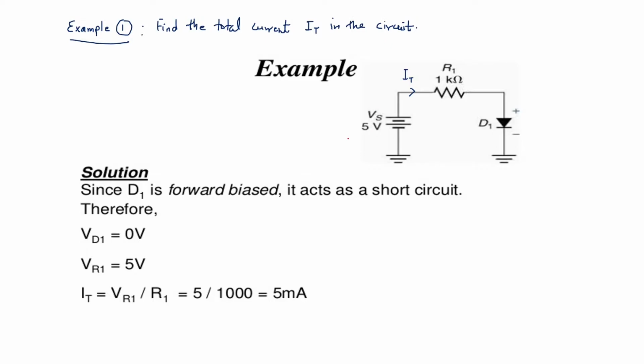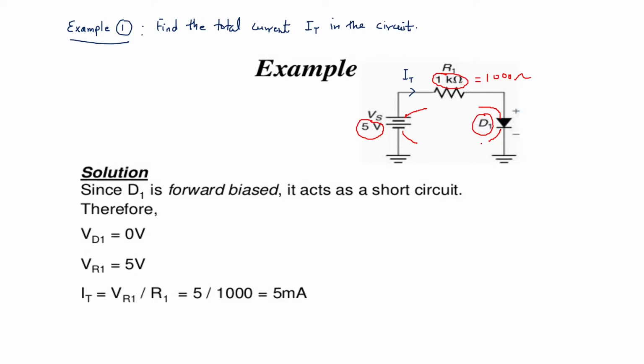Now in this circuit, if you see, the applied voltage is 5 volt, and the resistance which is there is 1 kilo ohm. 1 kilo ohm is nothing but 1000 ohms. And then you are having a diode here, D1. So if you see the placement of the battery, the positive terminal of the battery is connected to the anode of the diode, and the negative terminal of the battery is connected to the cathode.